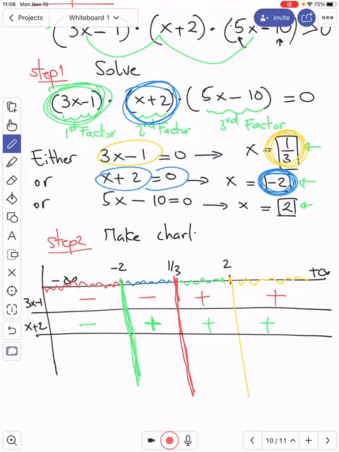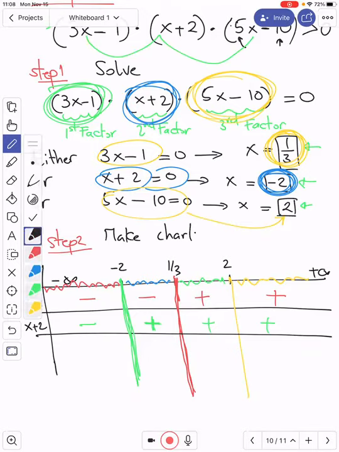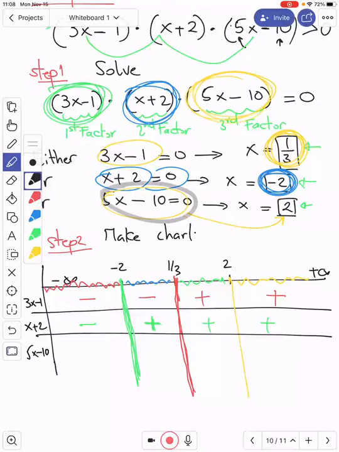You see? Next factor. Well, next factor is 5x minus 10, right? And the corresponding solution to 5x minus 10 is positive 2. So I'm going to put my 5x minus 10 here. And as I said, the corresponding solution to 5x minus 10 equal to 0 is positive 2.